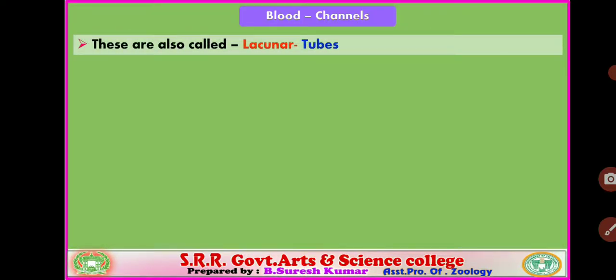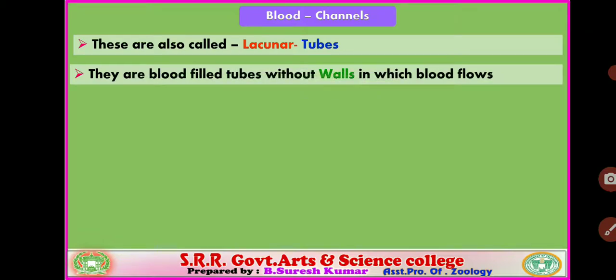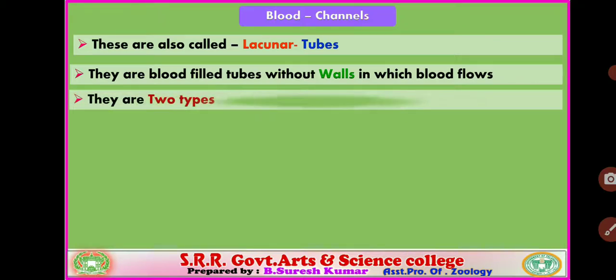So the last and final part, they are blood channels. Already we discussed this in the respiratory system. Blood channels are nothing but blood flowing tubes. They are spaces, also called lacunar tubes. They are not blood vessels because they lack what? Walls. Without walls, they are filled with blood and blood circulates in them. They are blood filled tubes without walls. They call them blood channels. There are two types.